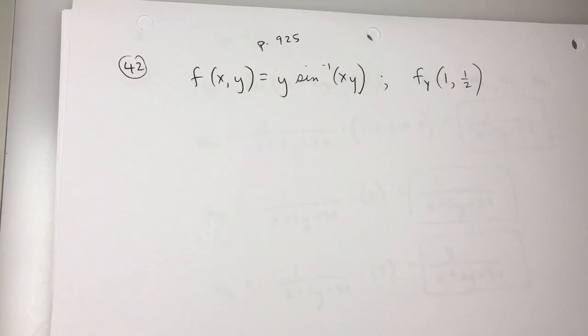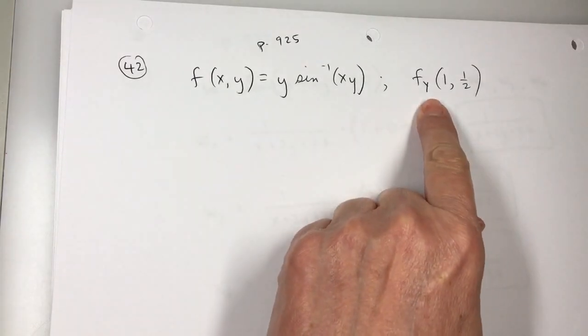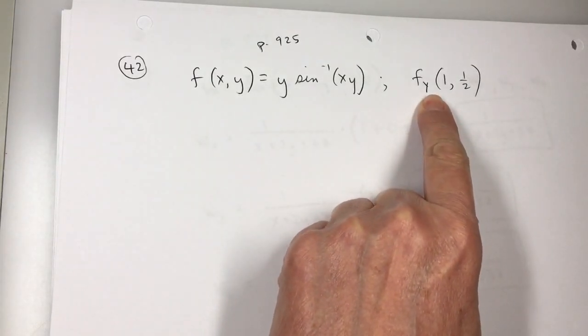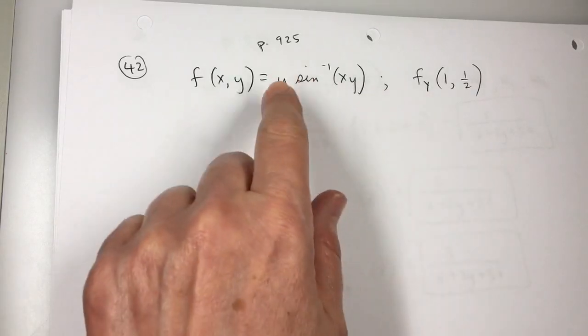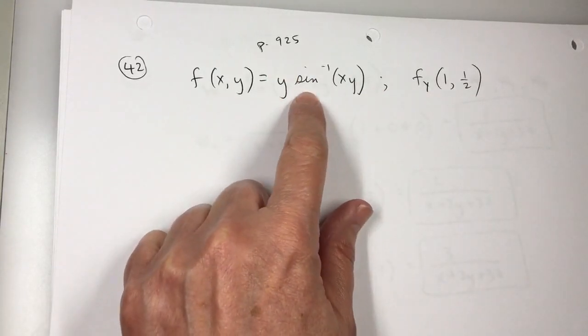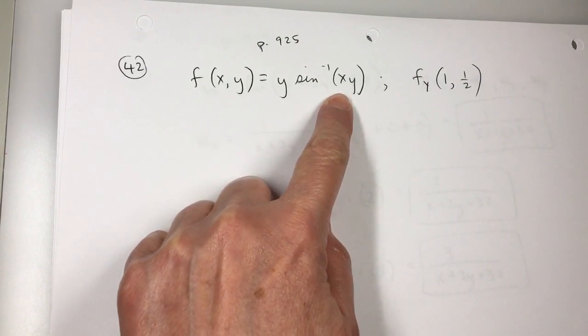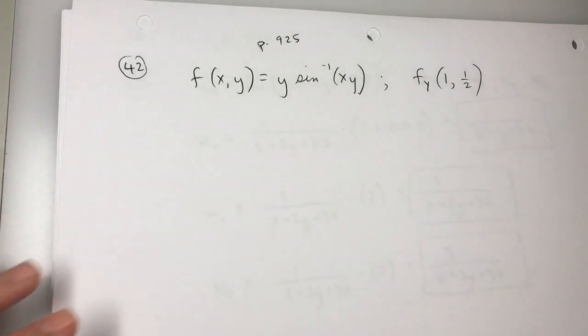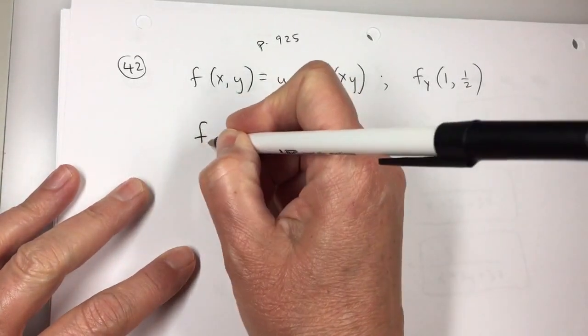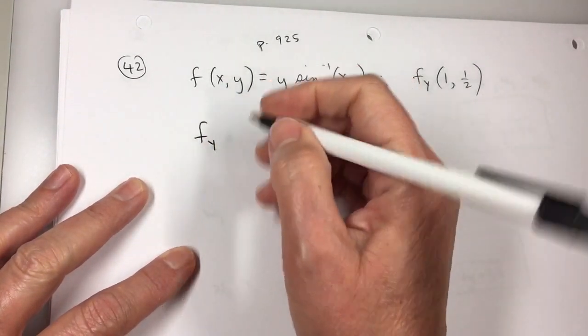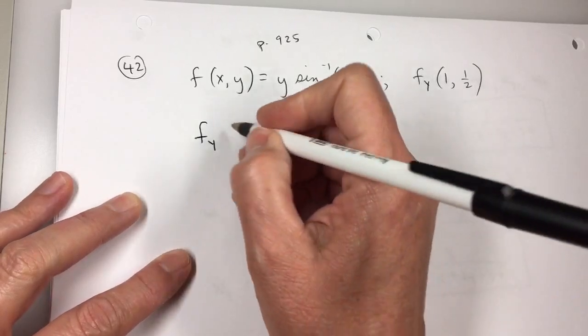For this problem, problem number 42, I have f of x,y equals y times inverse sine of xy. I want to first find the partial derivative with respect to y. I got y times inverse sine of xy. I am going to have to use the product rule for the derivative. So let's do f with respect to y, the partial derivative with respect to y.